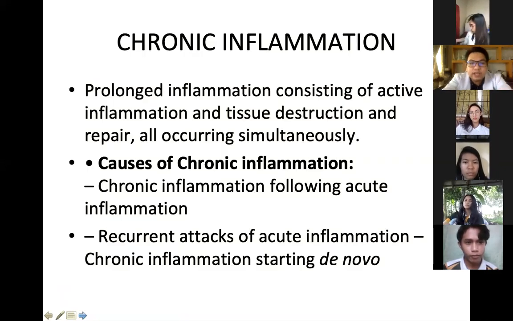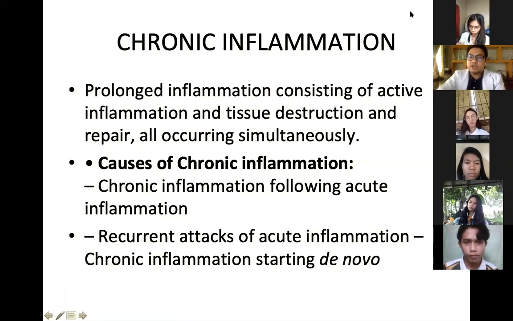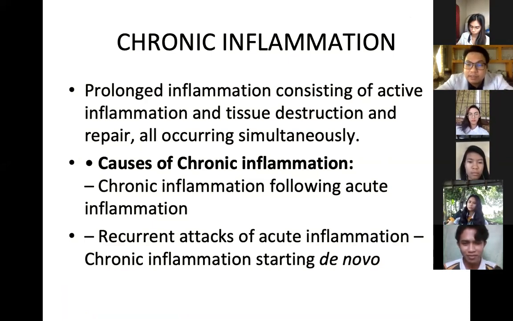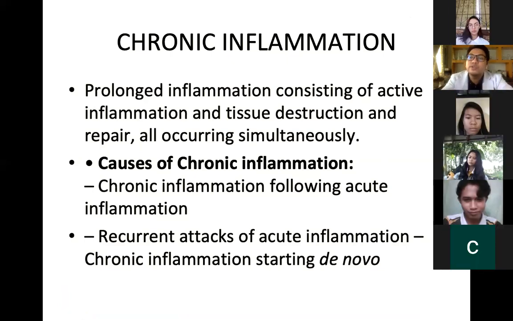Okay. For chronic inflammation, prolonged inflammation consisting of active inflammation and tissue destruction and repair all occurring simultaneously. Okay, di ba? Sa picture kanina, cycle yung process for chronic inflammation. May stimulus, mayroong involvement of different cells, pero walang healing. Babalik ulit sa stimulus. Okay.